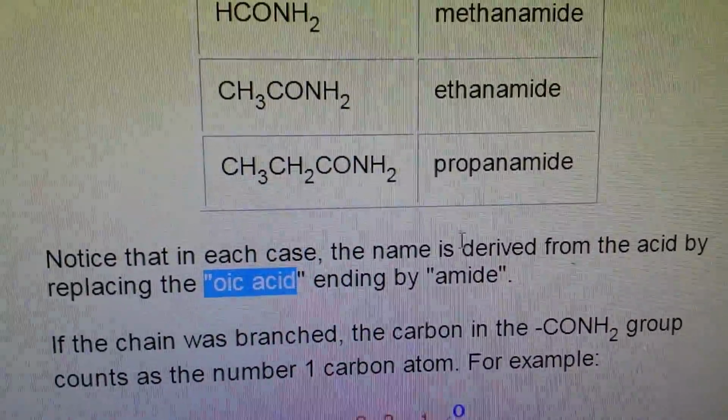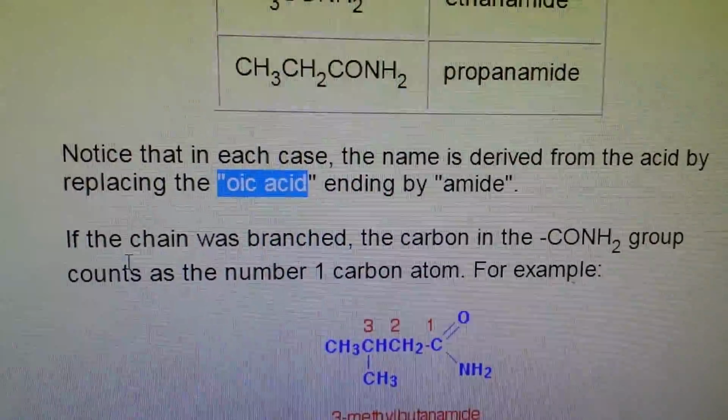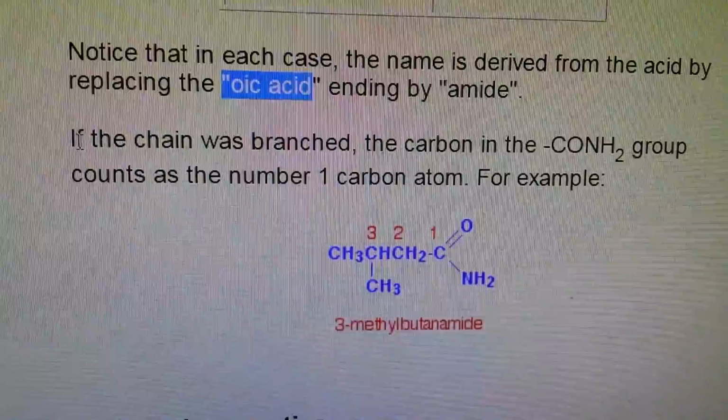If you want to know about amides, let's go. We learn chemistry. We really love to learn chemistry. These are amazing molecules.